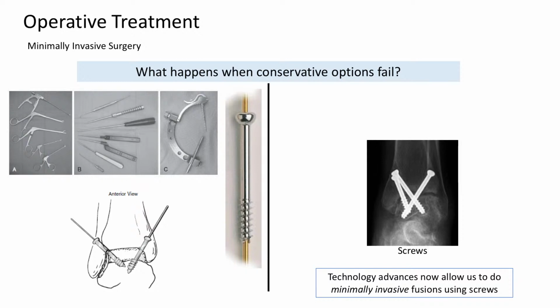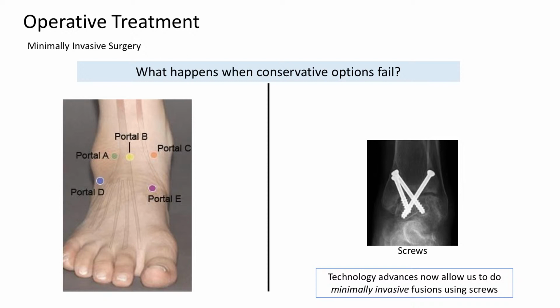Technological advances have been made primarily with the tools that allow us to work in small spaces. X-rays are used during the procedure to place wires with precision, and the cannulated screws are then placed directly over these wires using small incisions. Here's an example of various portal sites for arthroscopy. These procedures are all done with 3 to 4 small 1 to 2 centimeter incisions.